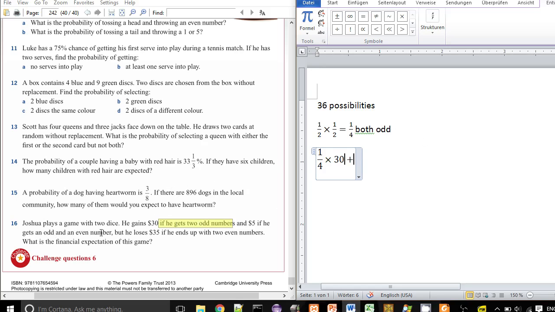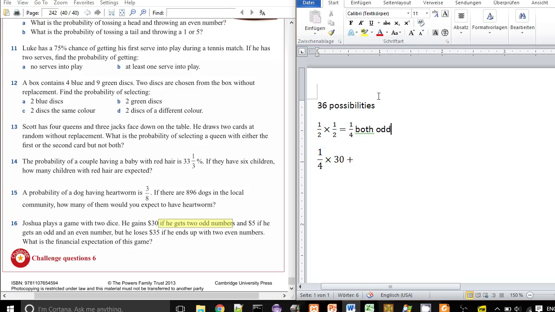To get odd and even is 50%, because you could get odd even or even odd. Okay, so that's 50%, so half. Half times $5. But you lose 35 if he has 2 even. So 2 even is a quarter again. Okay, hope that makes sense. So this is for both odd, both even, and 1 of each. That's why it's a quarter and a quarter, but a half in the middle one.